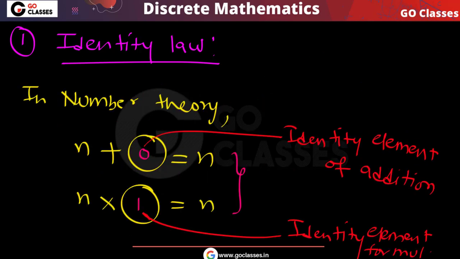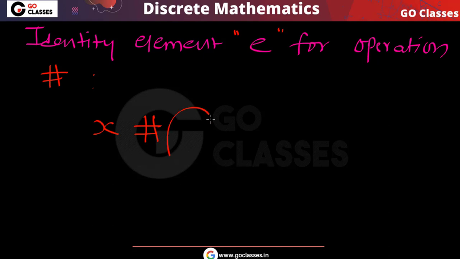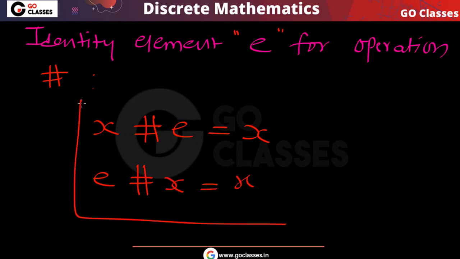Now remember, what is the definition of identity element? You will study this in group theory, but let me tell you that the identity element is like this. If you have some operation, then what is the identity element for that operation? An identity element E for the operation hash means that if I do X hash E, I will get X, and similarly if I do E hash X, I will get X. This is the definition of identity element E for the operation.